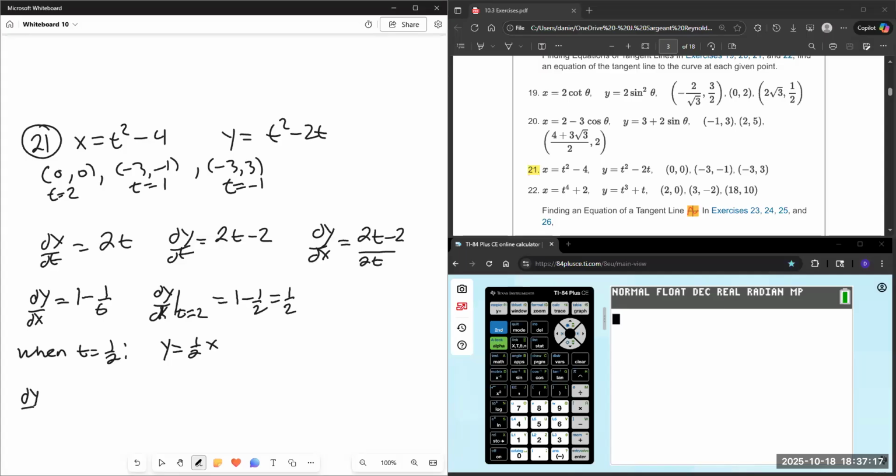dy/dx when t is equal to 1 is equal to 1 minus 1 is 0, so that will be a horizontal line. Y is equal to -1.